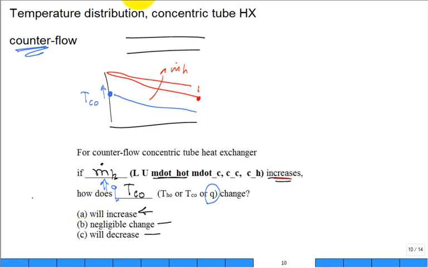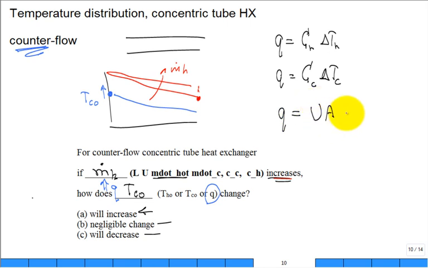Right. There are three equations that you're going to work with in this chapter. Q is equal to cap C hot times the temperature change of the hot. Q is equal to cap C cold times the temperature change of the cold. And the one that we haven't gotten to, Q is equal to UA times some appropriate best average delta T throughout the heat exchanger. That appropriate delta T is called the LM delta T. It's the log mean temperature difference through that heat exchanger. Intuitively, if the temperature difference throughout the heat exchanger is large, delta T log mean is large.